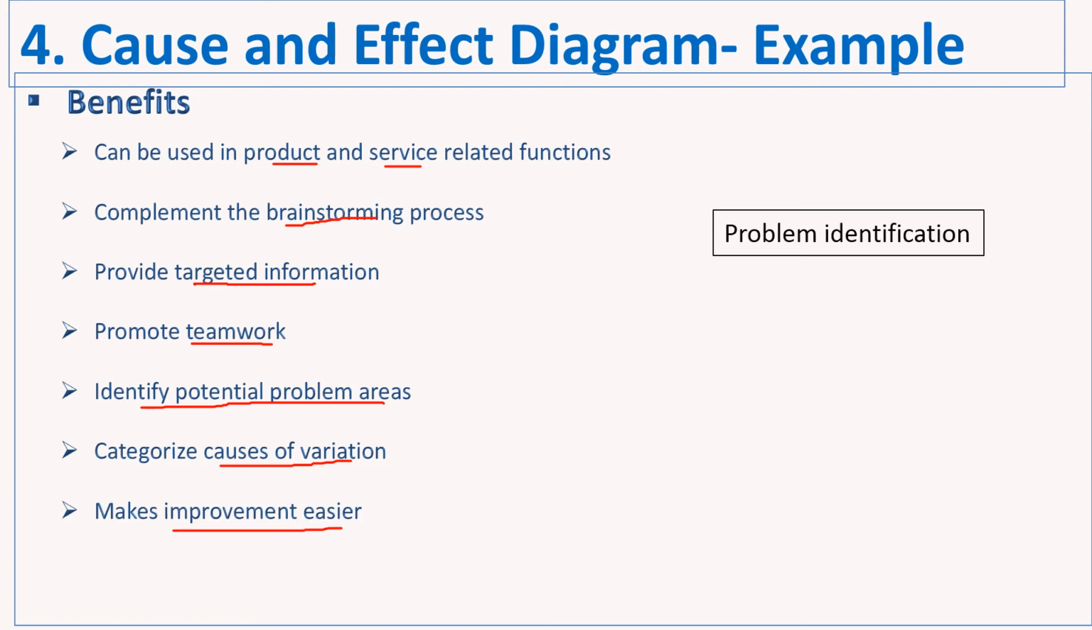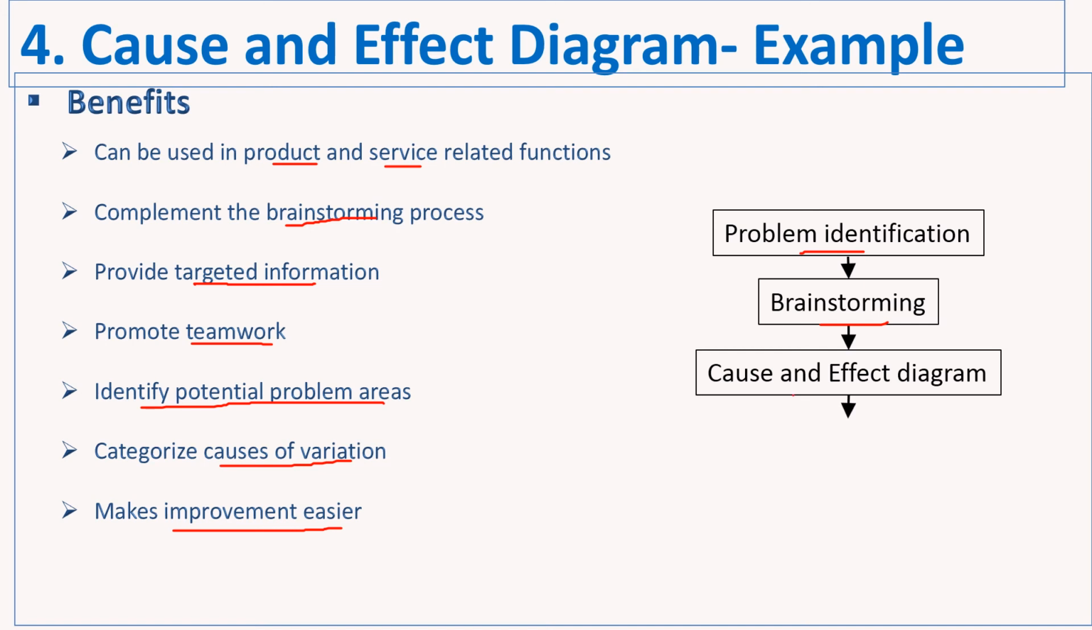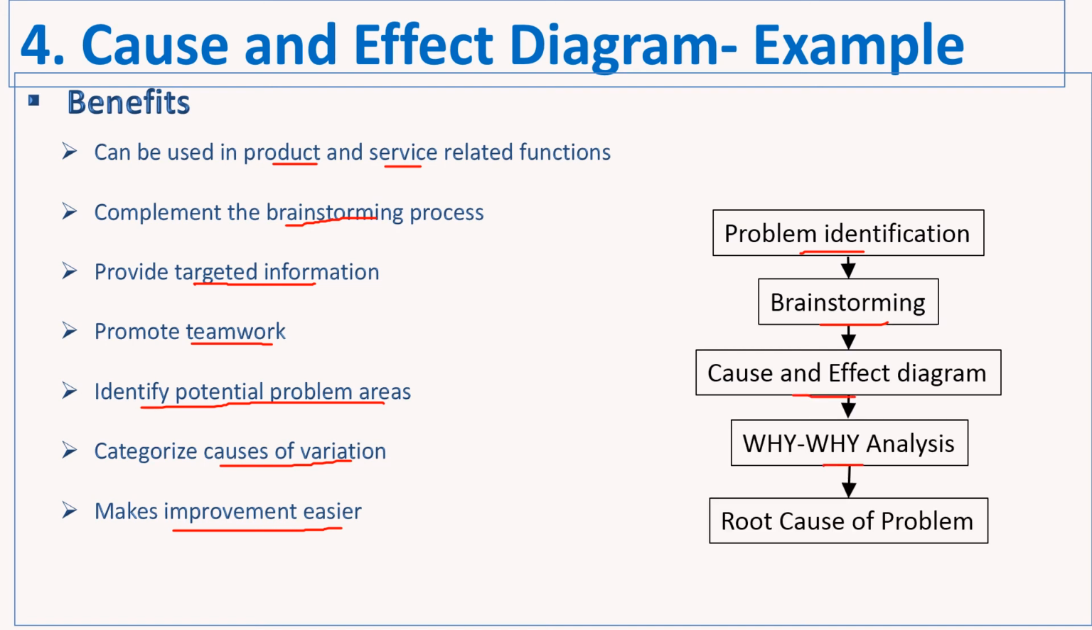First is the problem identification, then comes brainstorming, then the cause and effect diagram, then why analysis on that cause, then the real root cause of the problem. This is all about the cause and effect diagram. I hope you have understood the cause and effect diagram very well.